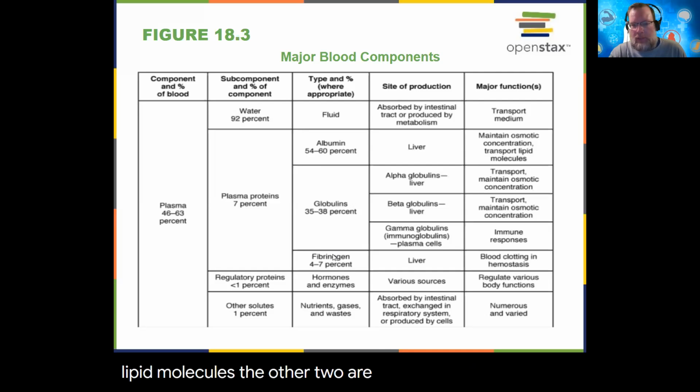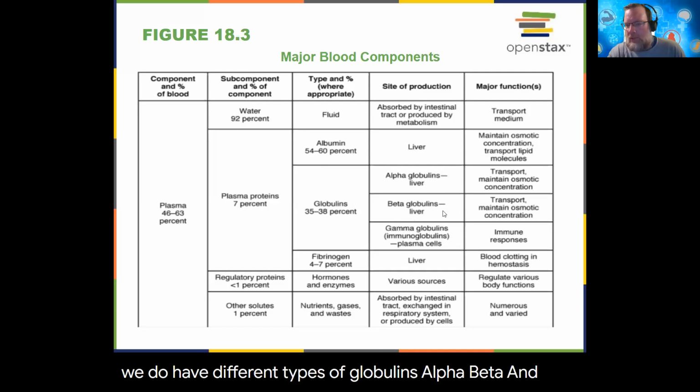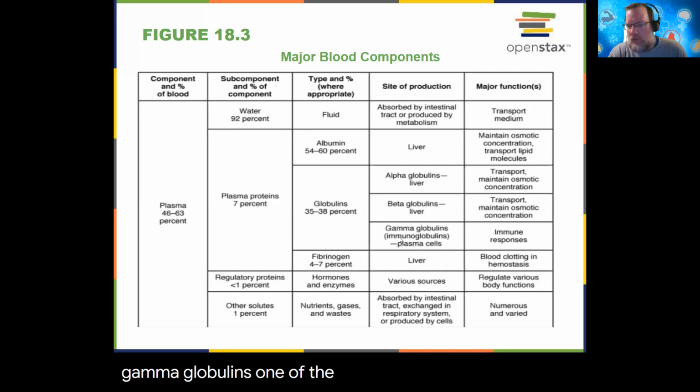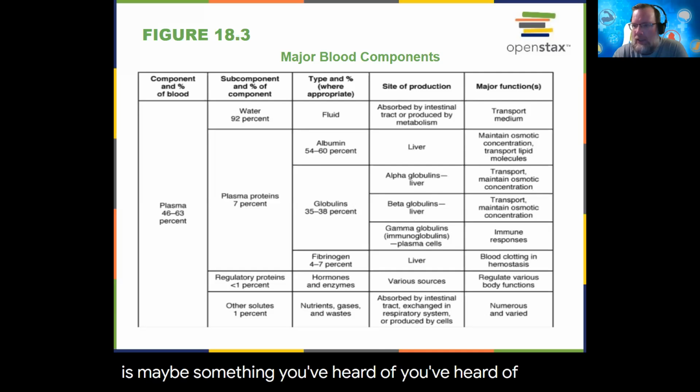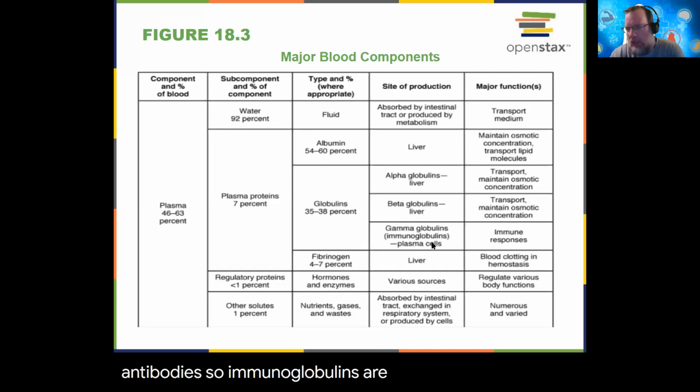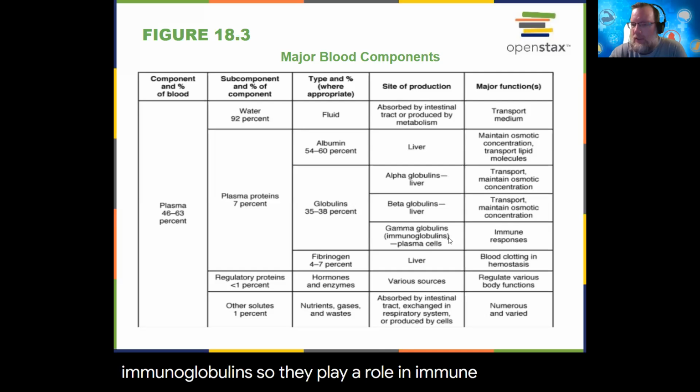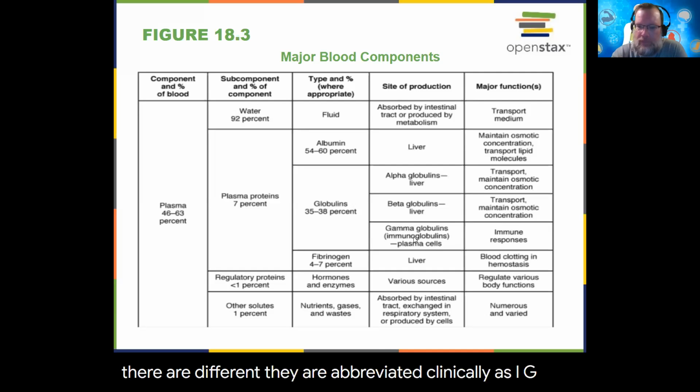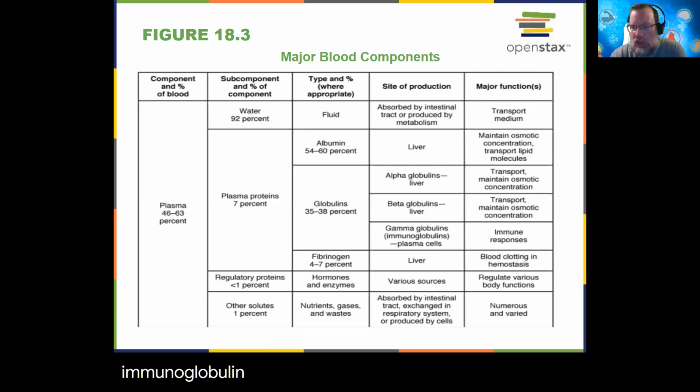The other two are globulins and fibrinogen. We have different types of globulins: alpha, beta, and gamma globulins. One of them, immunoglobulins, is maybe something you've heard of. Immunoglobulins are a lot like antibodies, or even more specifically, they are a type of antibody. They play a role in immune responses. They are abbreviated clinically as Ig, immunoglobulin.